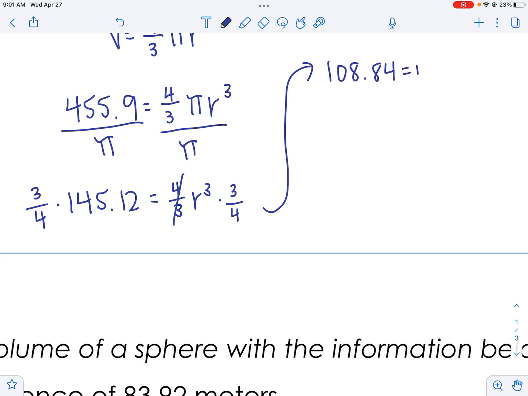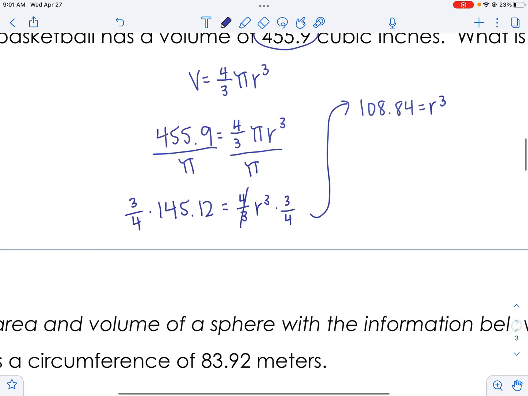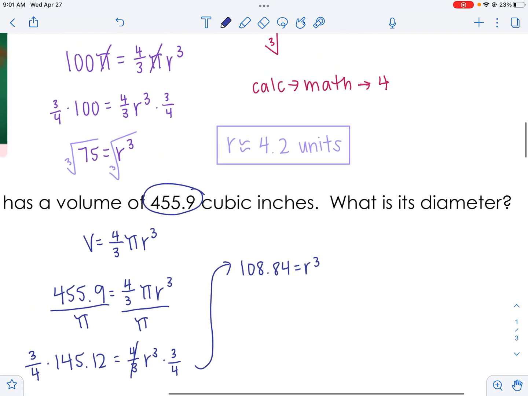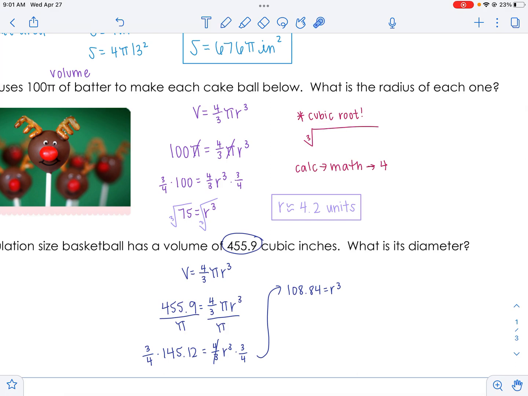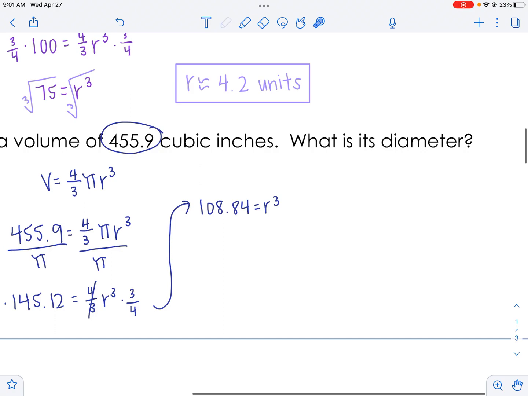So now I have 108.84 equals r cubed. Now remember, we just went over this. To get the radius, if it's r cubed, I'm going to do this cubic root thing by going calculator, math, 4, and then typing in that number. And it should give me that the cubic root is 4.77-ish. So I can do that squiggle for approximately.